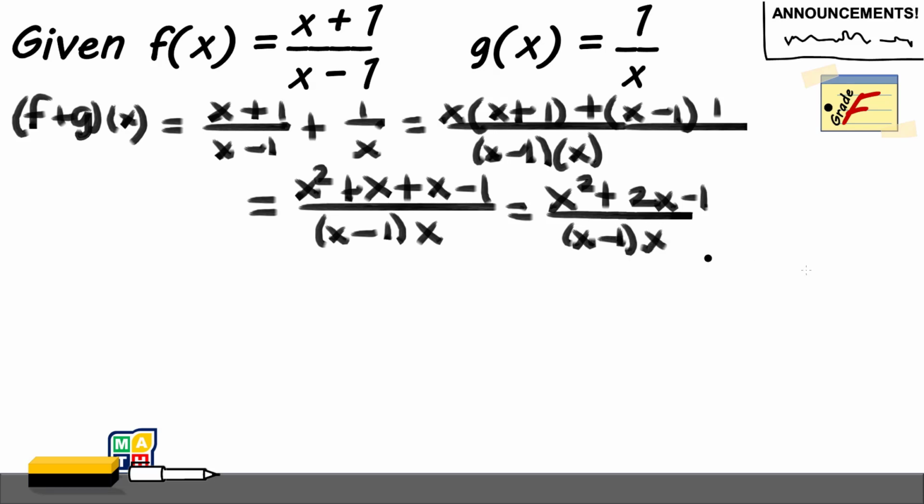Okay. Now let's see if we could factor our numerator. This is a quadratic trinomial, so let's use the AC method. AC: you multiply the A, that's 1, times your C, which is negative 1.